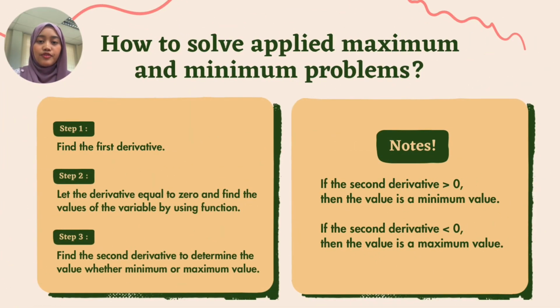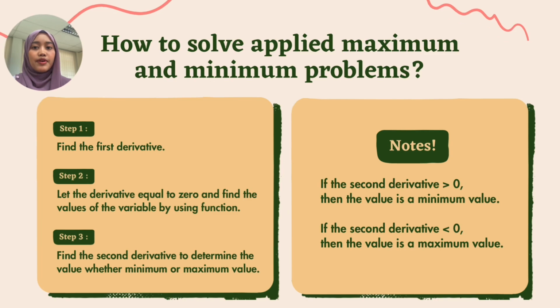So now, we move to the question: how to solve the applied maximum and minimum problems? Firstly, find the first derivative. Next, let the derivative equal 0 and find the values of the variable by using the function. Lastly, find the second derivative to determine whether the value is a minimum or maximum value. If the second derivative is more than 0, then the value is a minimum value. But if the second derivative is less than 0, then the value is a maximum value.